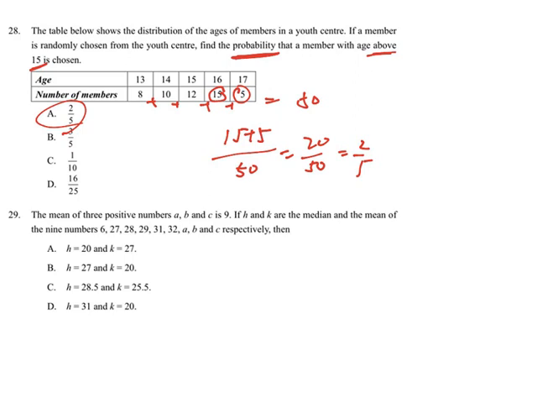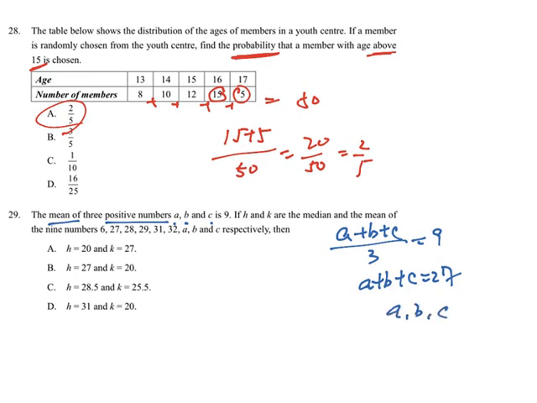Next question, 29. The mean of all A, B, C positive numbers is 9. So mean means take the average, equal to 9. That means A plus B plus C equals 27. You can see all three numbers are positive, so A, B, C should each be less than 27. And then now we know the mean, the median, we call H for this one.